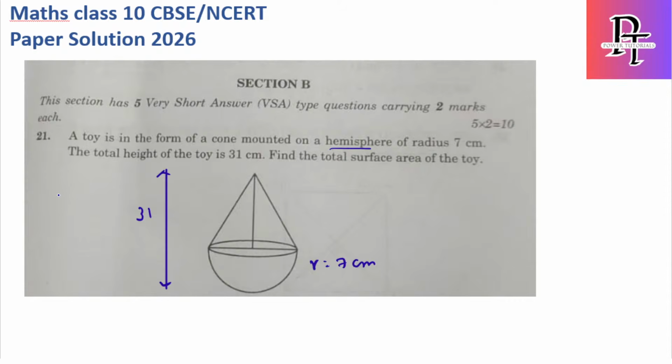Before finding the total surface area, we know the total height is 31 and this part is the radius. Why? Because if you have a circle, this will be the radius and this again will be the radius, so the total is the diameter. So this part is nothing but the radius, and I am subtracting 7. The remaining part, which is the height of the cone, will be 31 minus 7. So the height of the cone will be 24 centimeters.